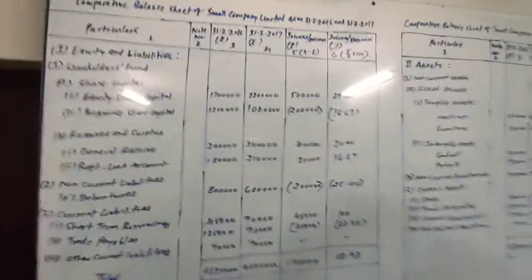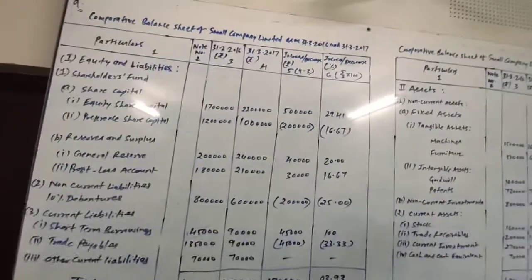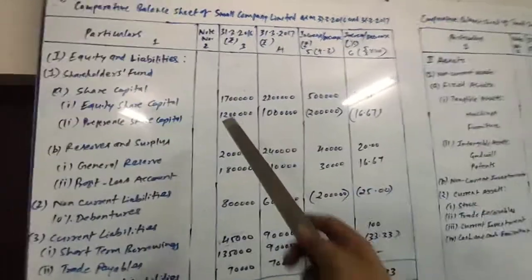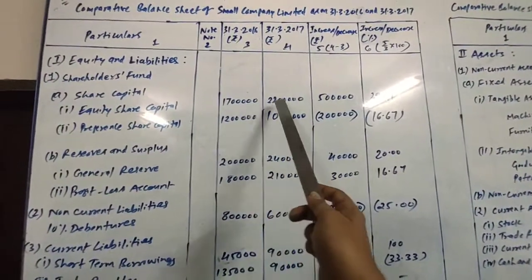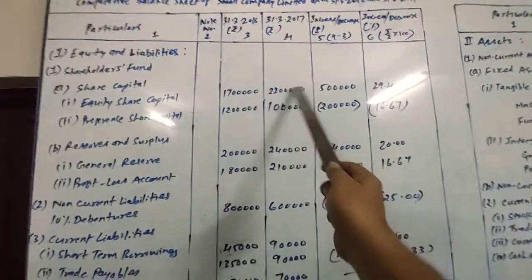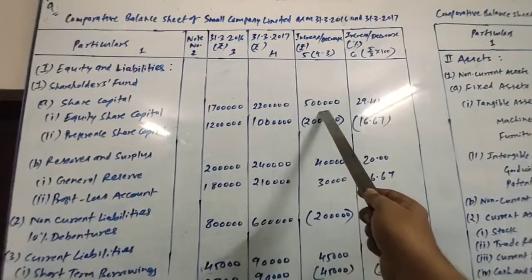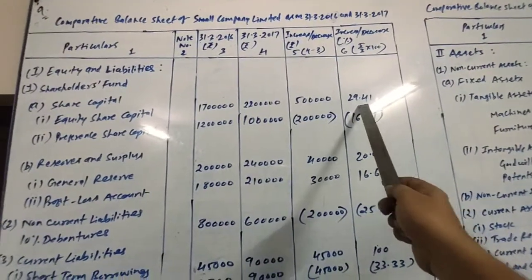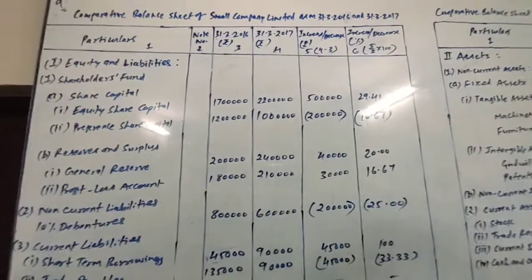So the very first item given to us is equity share capital, which is 17 lakh in the year 31/3/2016 and on 31/3/2017 it is 22 lakh. So there is an increase of 5 lakh. Then we calculate this in percentage, we get 29.41. How do we get this 29.41? This 5 lakh divided by 17 lakh into 100.